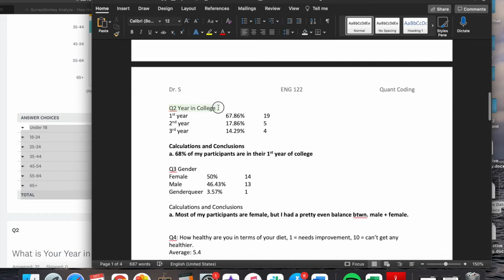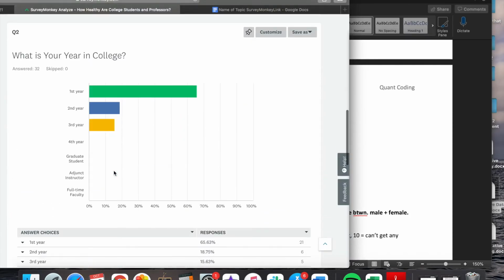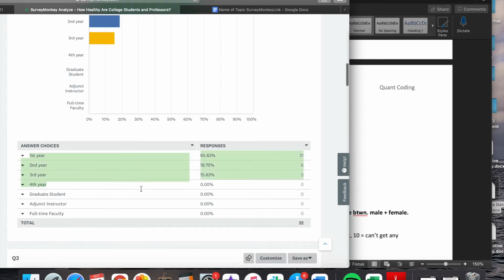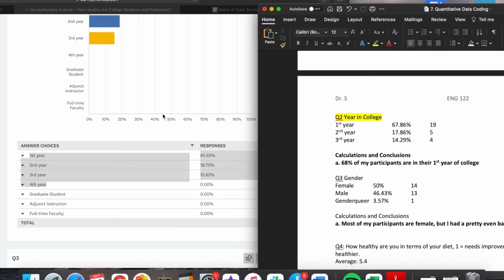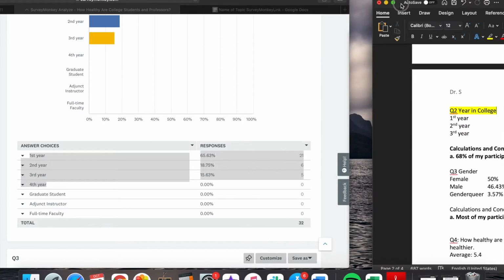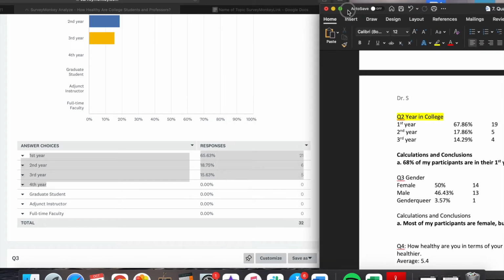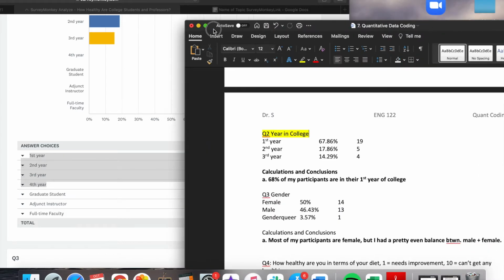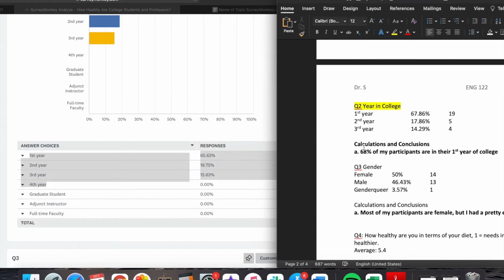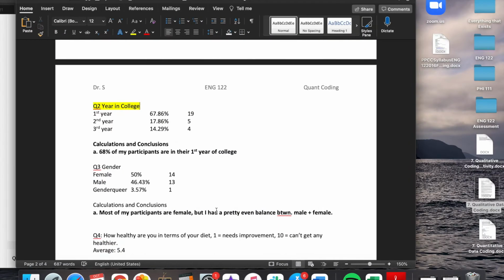So I'm going to do my second question. Question 2, year in college. Again, I'm going to go back to SurveyMonkey and either copy and paste all this information. So I have first year, 65%. Oh, that is different. I think I deleted a participant as an example. So okay, let's just pretend. It used to be this much. I don't know, my percentages are weird, but basically you copy and paste and put it on this document. And so for me, I saw that most of my participants are first year.